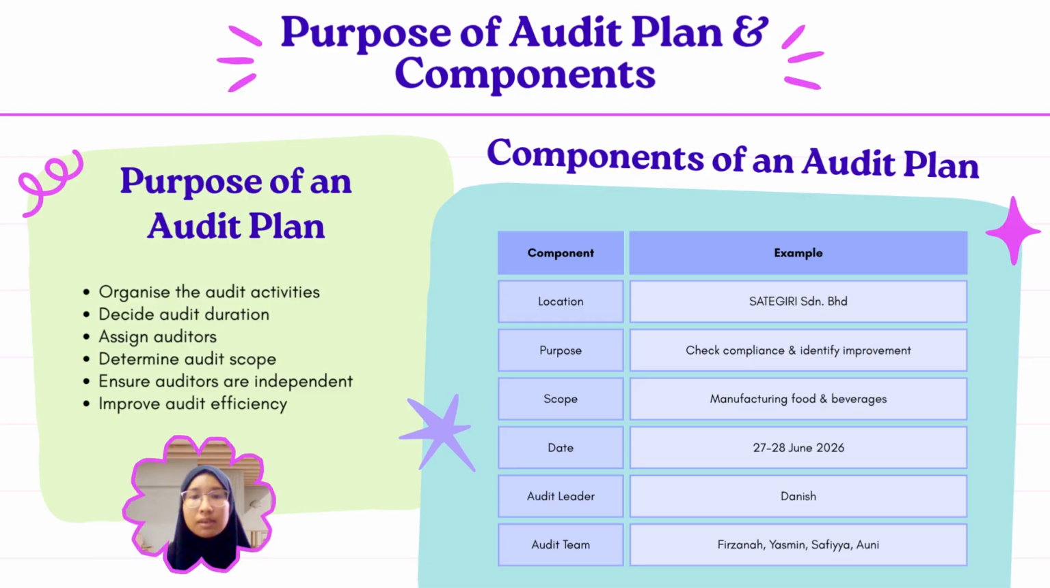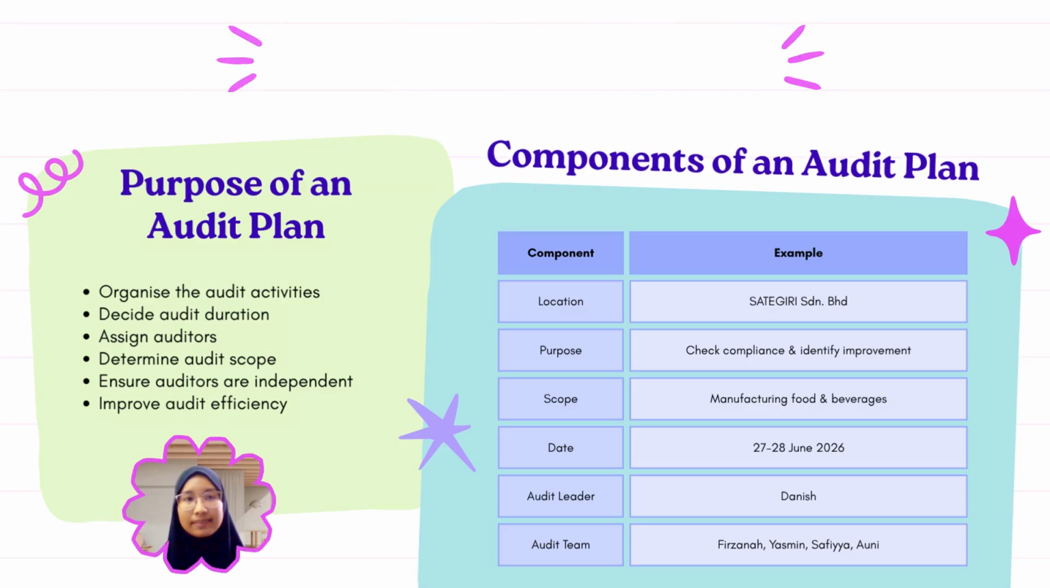The audit scope covers the manufacturing of food and beverage products. It is scheduled for 27 and 28 June 2026. The audit leader is Danish, while the audit team consists of Rizana, Yasmin, Safia, and Auni. These components provide clear direction and help ensure that the audit is carried out smoothly and effectively.